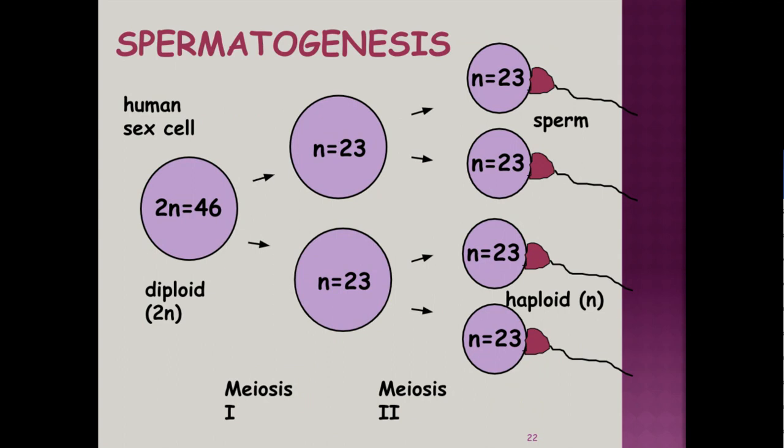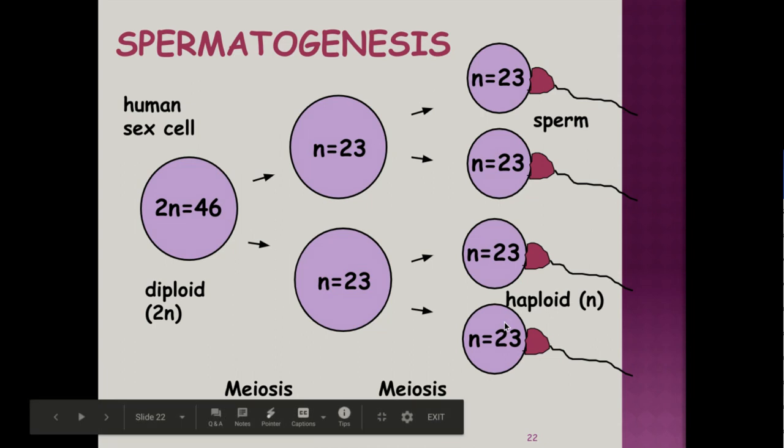Spermatogenesis is the word for making sperm cells. So you start with the 46 chromosomes. Remember, the first round division cuts it down to the haploid number, and then you separate sister chromatids, and you can make 4 sperm cells.